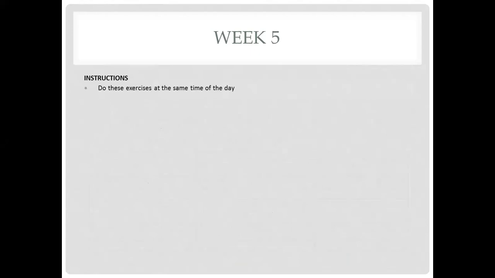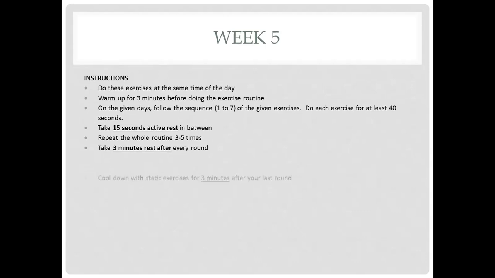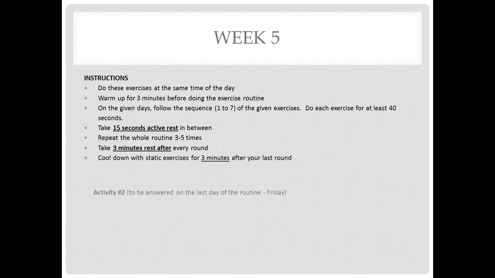So instructions, do this exercise at the same time of the day. Warm up for 3 minutes before doing the exercise routine. On the given days, follow the sequence 1 to 7 of the given exercise. Do each exercise for at least 40 seconds. Take 15 seconds active rest in between. Repeat the whole routine 3 to 5 times. Take 3 minutes rest after every round. Cool down with static exercise for 3 minutes after your last round.